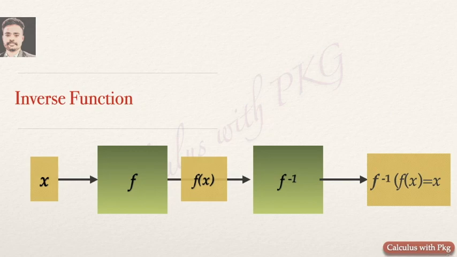So actually, what f inverse does is simply revert the action of the first machine f.